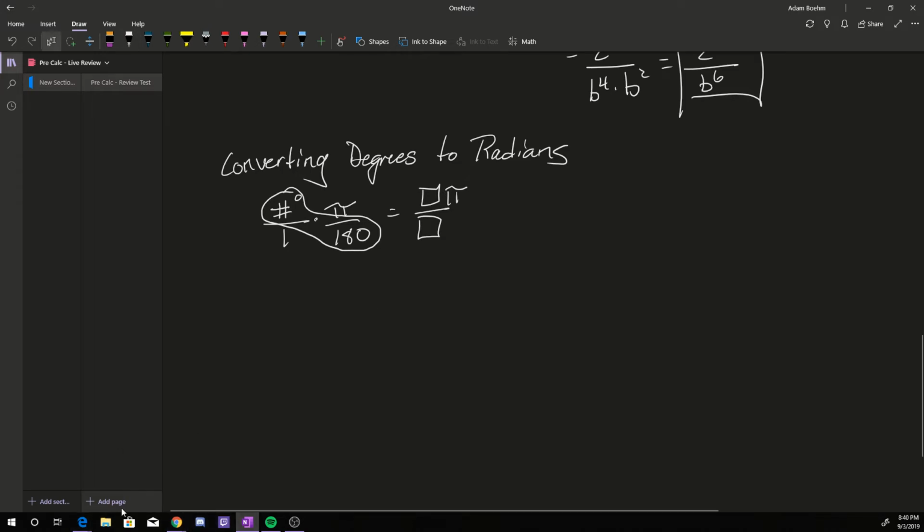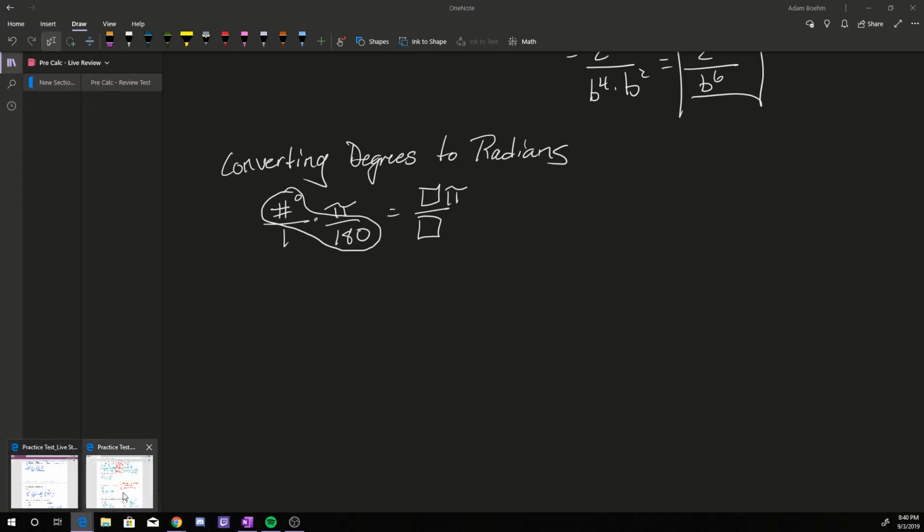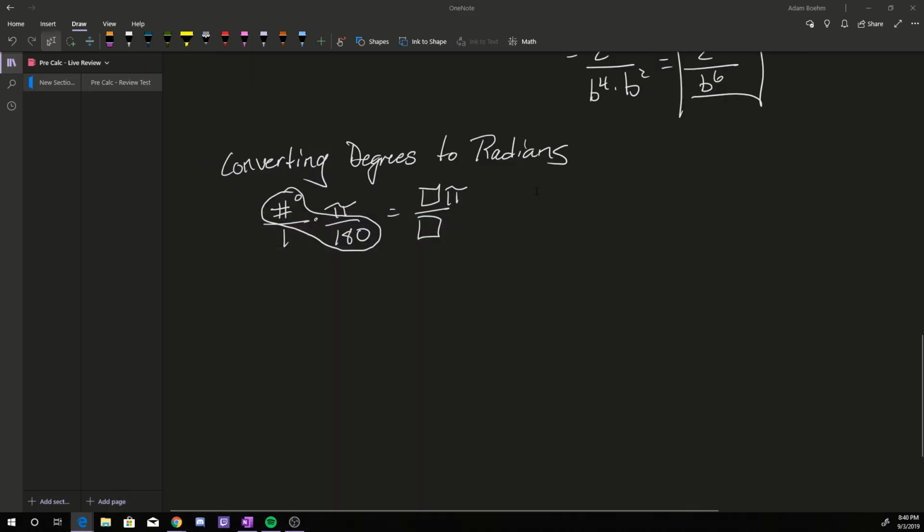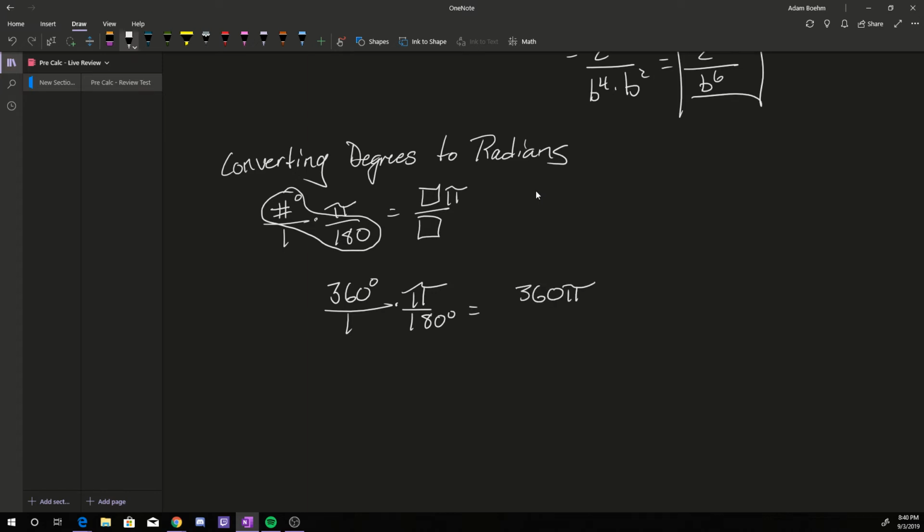Alright, so the example on the test that I just printed, 360 degrees. So we would take that over 1, multiply by pi over 180. If you carry out this multiplication, this is what you get. And then you can simplify, right? So take common terms, so 360 divided by 180, that's just 2. And then pi is left over.